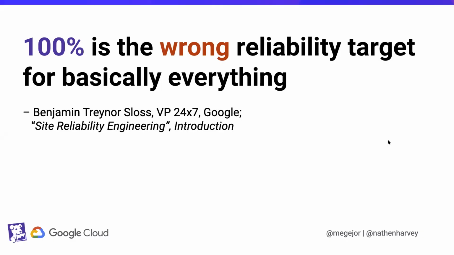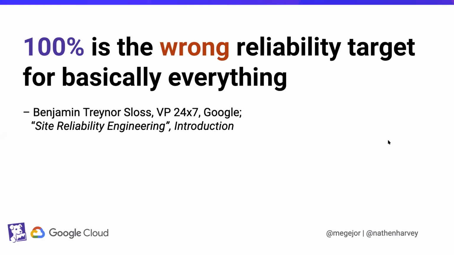Given that, we also know, though, that 100% is the wrong reliability target for basically everything. In fact, this is a quote taken directly from Benjamin Treynor Sloss, who is at Google. It's taken directly from the Site Reliability Engineering book. We know that 100% reliable is the wrong target.